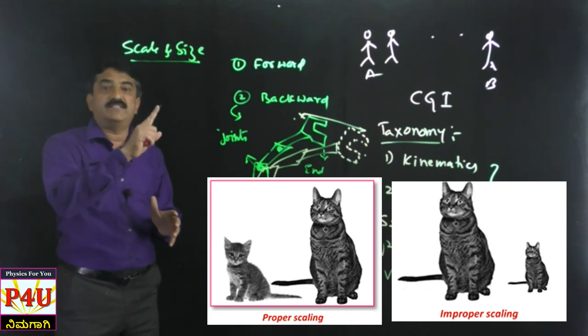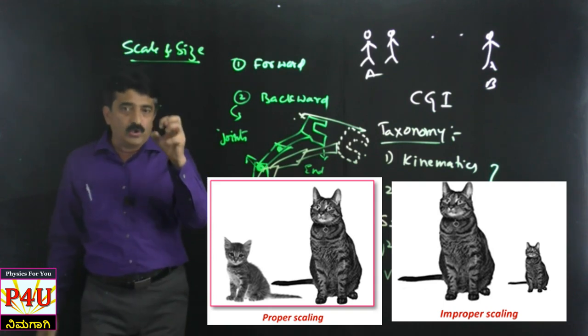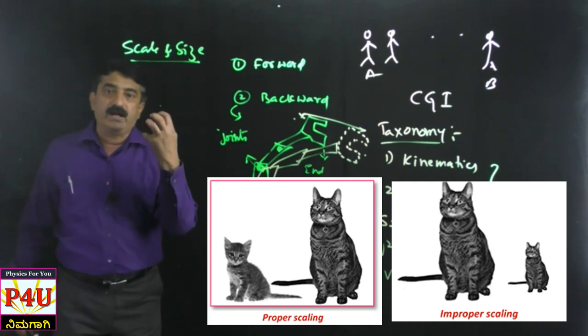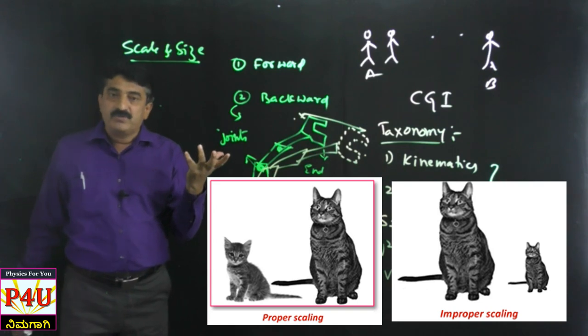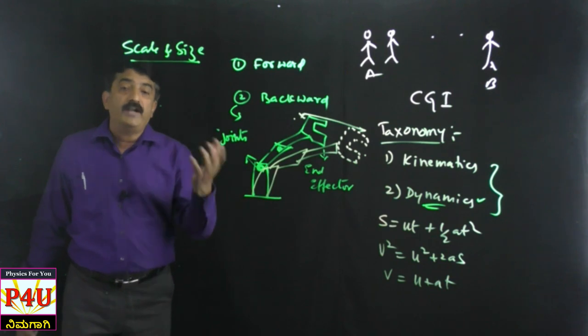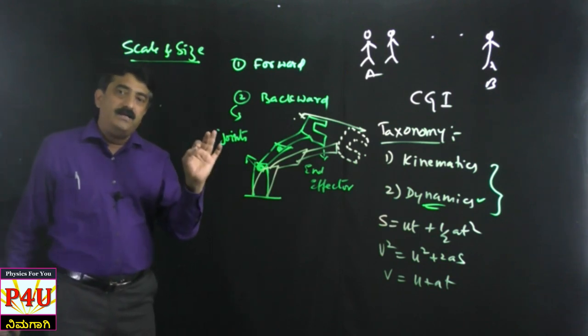So you have to keep physics in mind while scaling the kitten and cat. Suppose you reduce only the size, then the kitten looks like another cat only, an adult cat in a smaller size. That is not correct. If you reduce only the size of the cat and call it a kitten, people will not accept it.